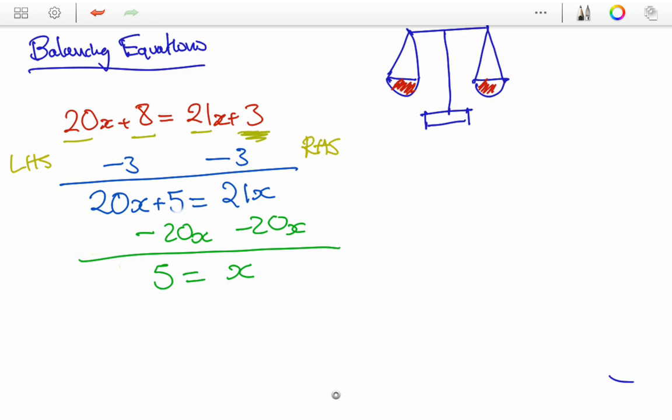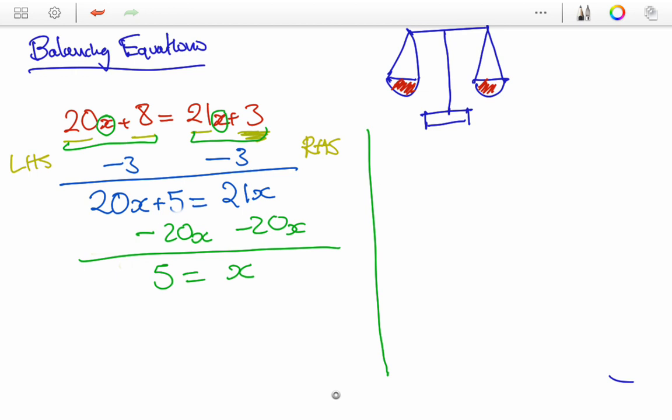You can always check your answer by substituting. I can see that 20 times 5 is 100, 100 plus 8 is 108 on the left hand side. On the right hand side, if I do 21 times 5, I get 105, plus 3, which is 108 on the right hand side, so it makes sense. Now it's up to you. Like I said in the classroom, you can't really go wrong as long as you follow the method, but it's about making wise choices about which terms you cancel out or eliminate.